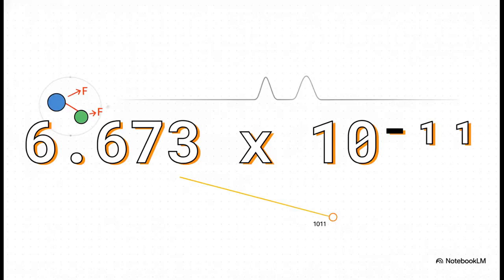Here's its value. And just look at that exponent, 10 to the power of -11. That is an absurdly, unbelievably tiny number. And that right there is the key. This is why gravity feels so weak in our everyday lives. The actual inherent strength of gravity is incredibly small.